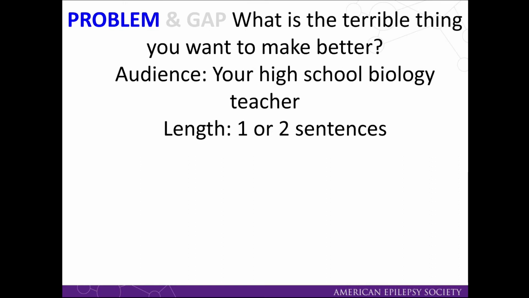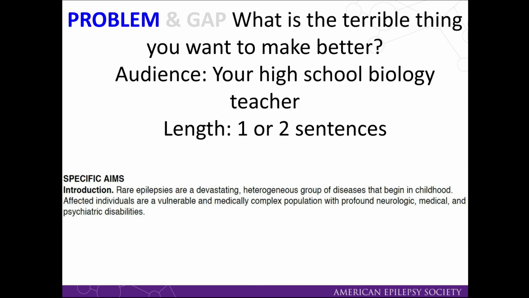So, problem. The first thing you say in your grant is, what is the terrible thing that you want to make better? And your audience is a high school biology teacher. This is sort of lay public kind of words. And it's one or two sentences. So here's an example for one of my grants.